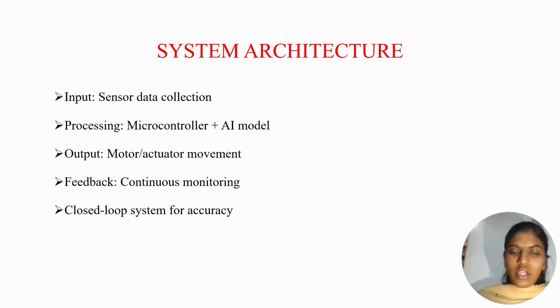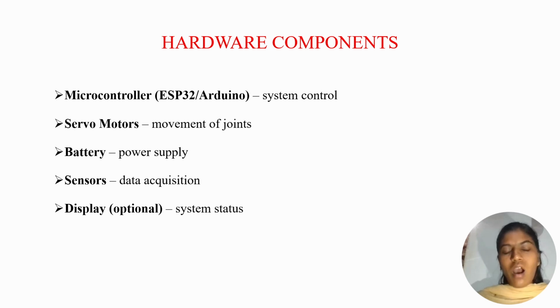Then the feedback is continuously monitored. What type of feedback does the prosthetic limb give to the patient, and how does the limb work? If it does not cooperate with the patient, we correct and reprocess, giving the data again and adding some new data. Only then is the feedback continuously monitored, in a closed loop system for accuracy. In a closed loop system, the input data and the processing data work continuously in one loop.